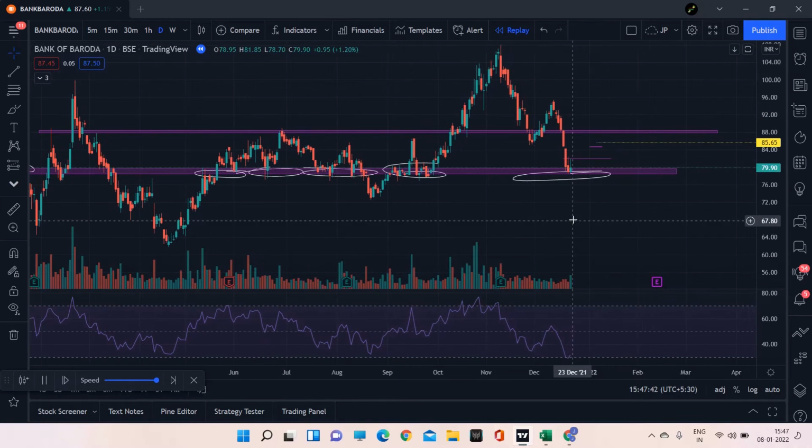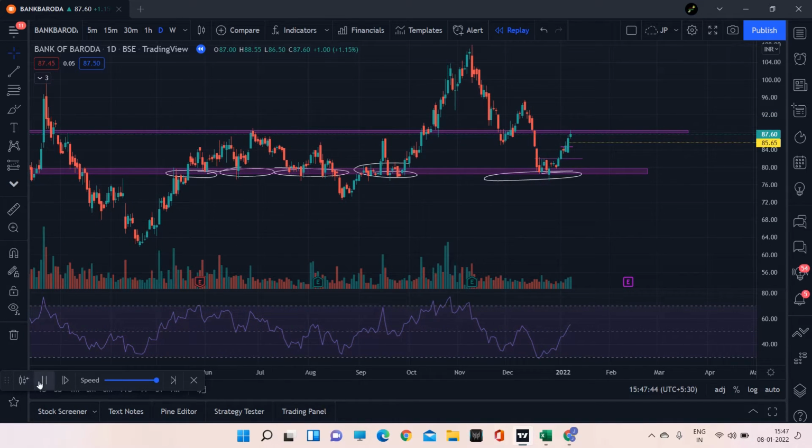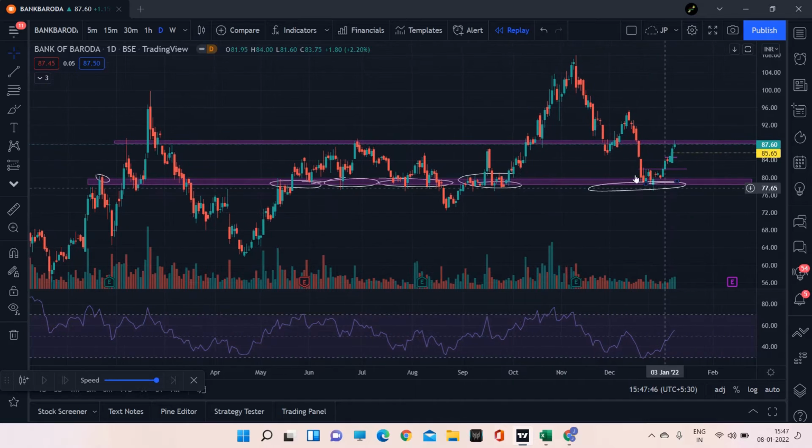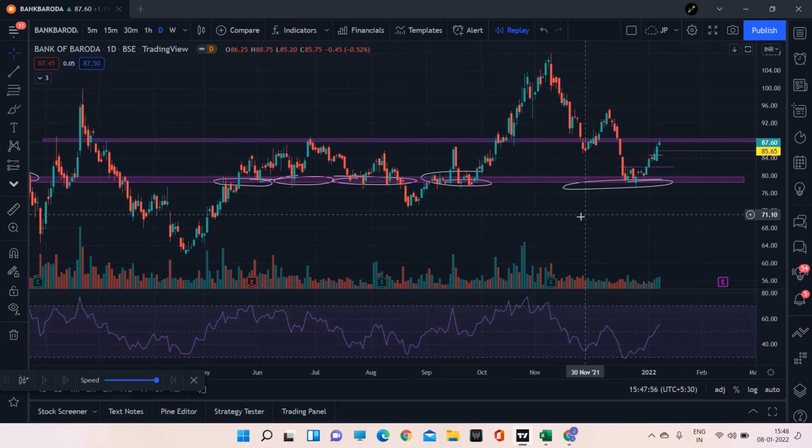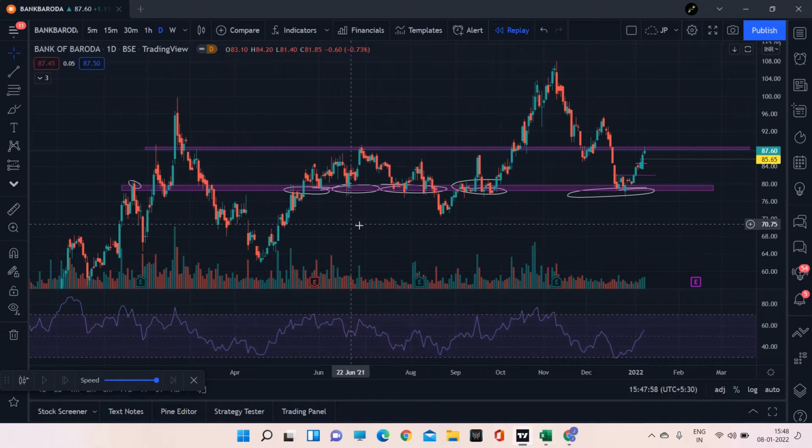So you see, the stock has taken support at the same level. I was clueless that the stock would take support from this level, but after studying this I understood that this zone is acting as a very strong support. All right, so that's how support and resistance work, and the same thing goes with resistance as well.